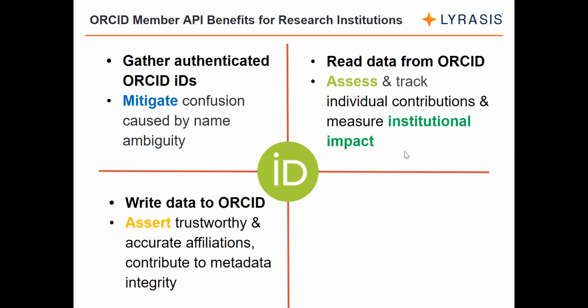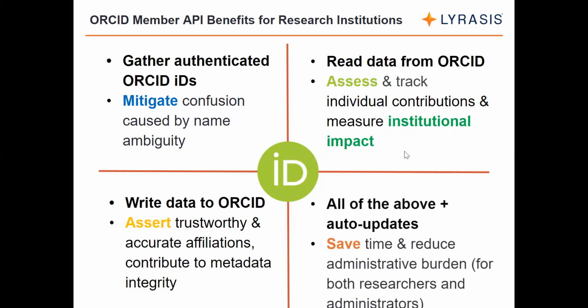Third, by using the API to write data to your researchers' ORCID records, you can not only save time for your researchers so they don't have to enter their own data manually, but you can maintain control over how your organization's name appears on their ORCID records and make sure that the data written is accurate and trustworthy, essentially contributing to the integrity of the metadata that is then being used by other stakeholders in the ORCID ecosystem, including other units within your own institution.